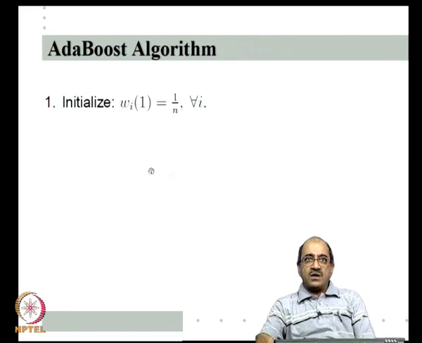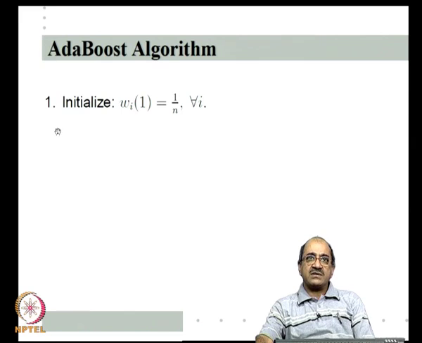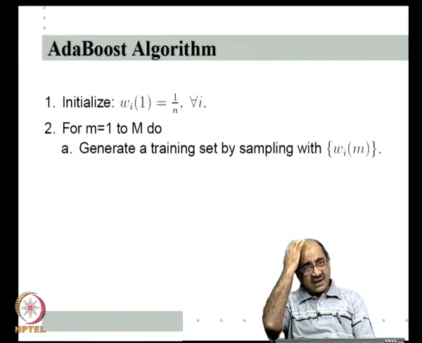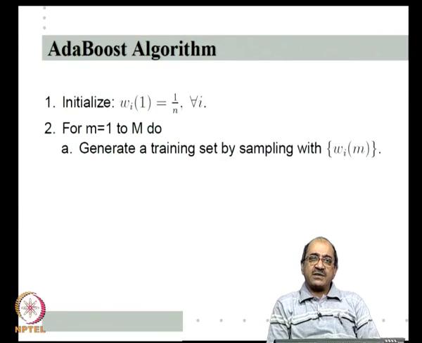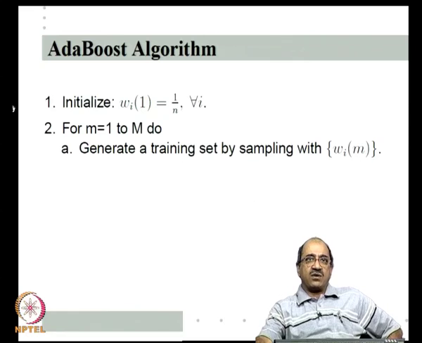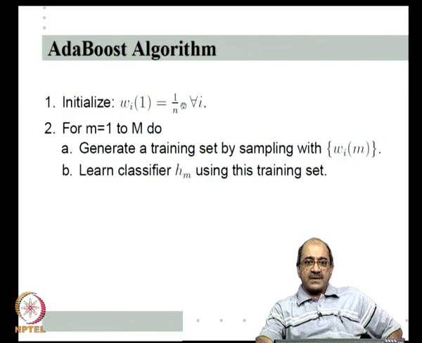Of course, some of the examples may be repeated because they are sampled with wi. So, the algorithm starts by initializing the weights to 1 by n. That means, initially each example is as likely to be chosen as any other example, because you have no preference on examples. Then I keep learning classifiers, capital M being the total number of classifiers in my ensemble. So, that is my iteration count. At the mth iteration I am learning the mth classifier. So, what do I do? I generate a training set by sampling with these weights. Then you learn a classifier hm using this training set.